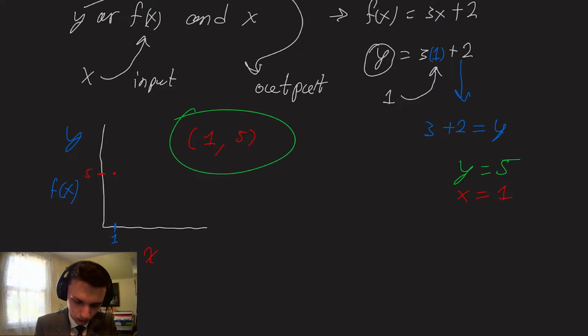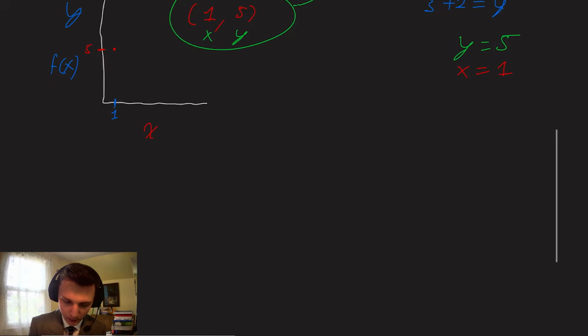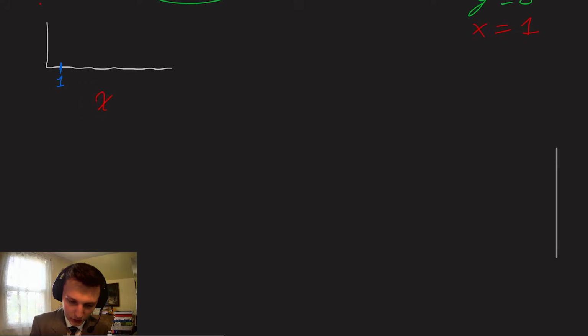Okay, what is an ordered pair? An ordered pair is a pair of coordinates on the graph, and that pair of coordinates is specified by the function f of x right here. Okay, an ordered pair specifies one particular instance where if I input x into my function, I'm going to get out y.